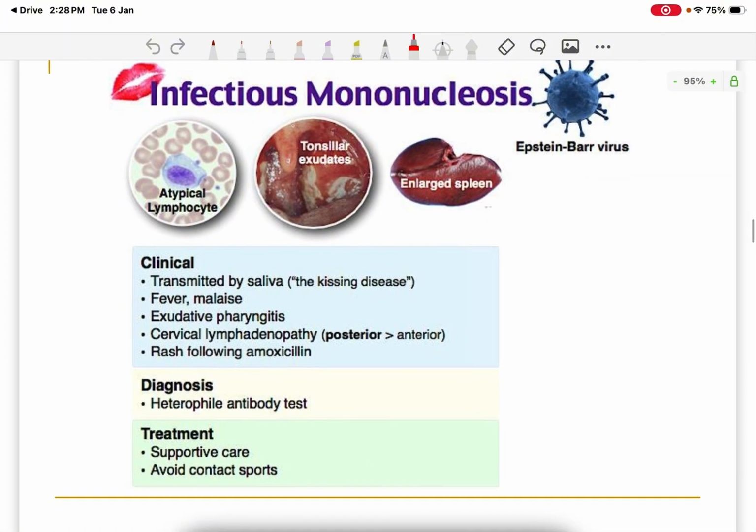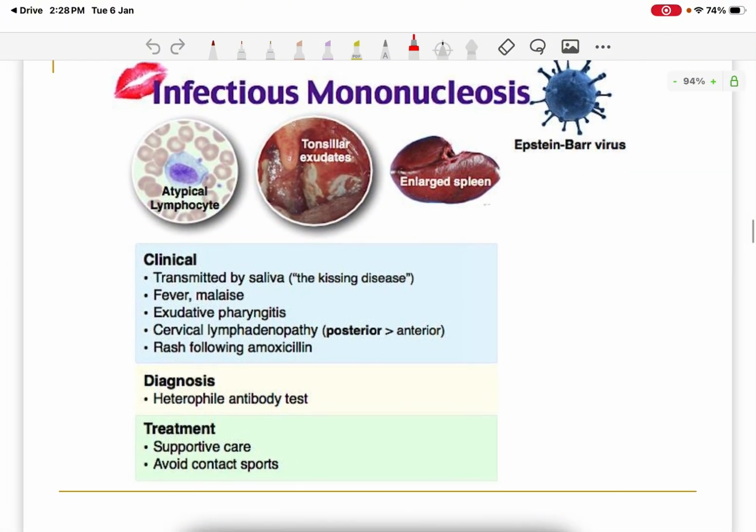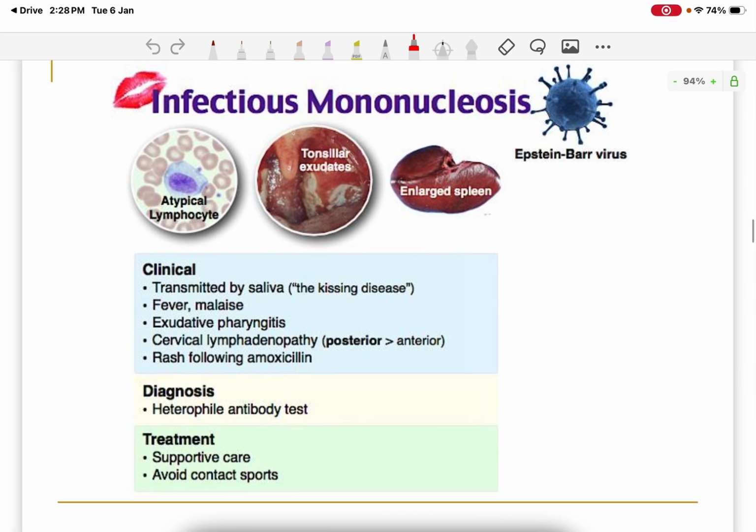So here is your kissing disease with the clinical feature, the diagnosis, and the management.